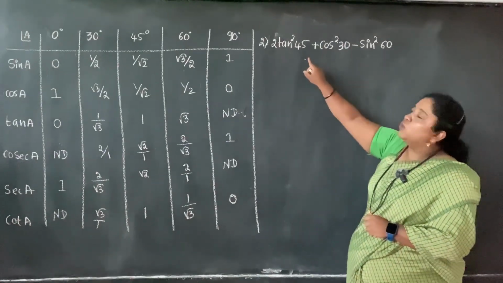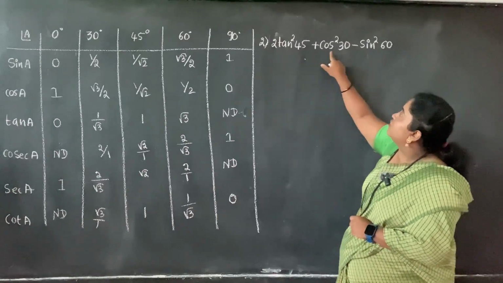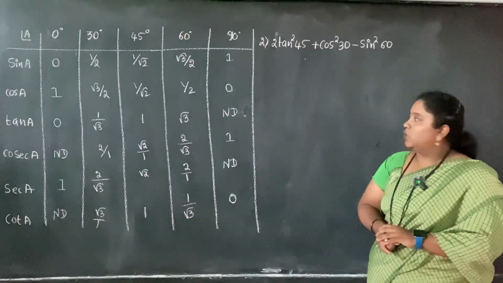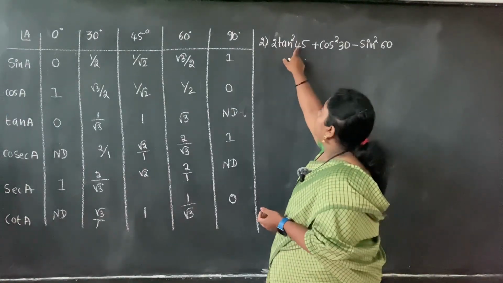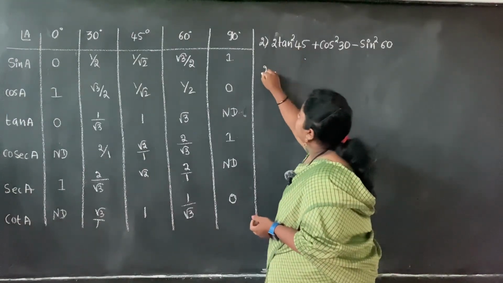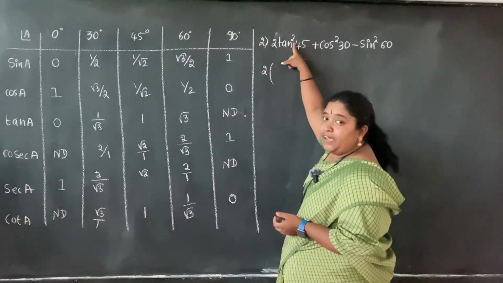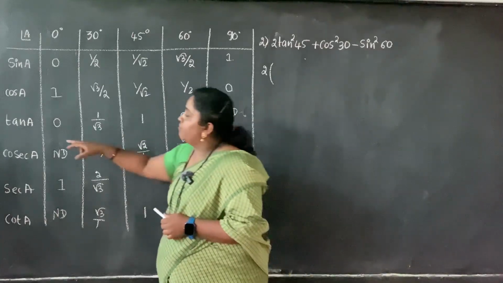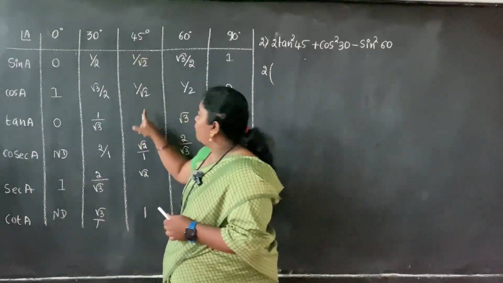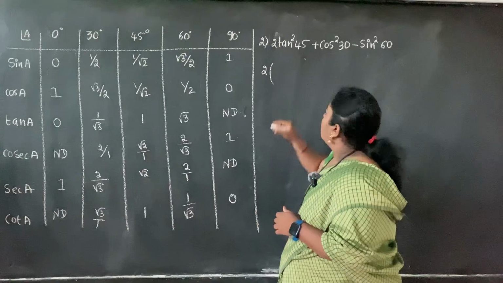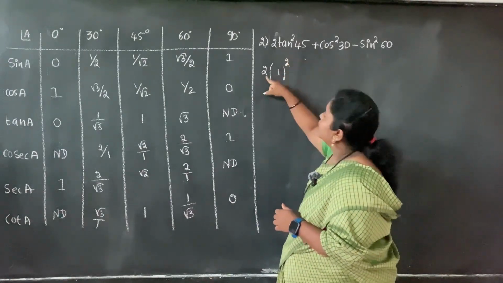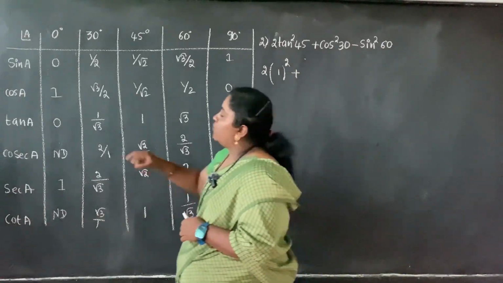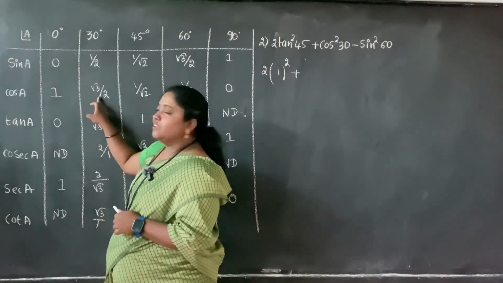Next question, 2 tan square 45 plus cos square 30 minus sine square 60. Okay, one of the important questions, dears. 2 into tan square 45. So I'll be writing 2 into square is there. Do not forget to square the values. Tan 45. What is the tan 45? Look here. Tan 45, what is the value? 1. So 1 the square. Okay, 2 tan square plus cos square 30. What is cos value I have? Cos 30, that is root 3 by 2.